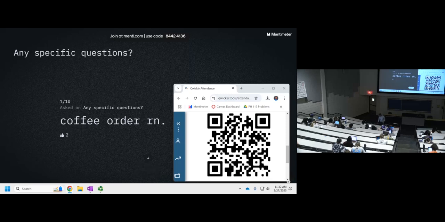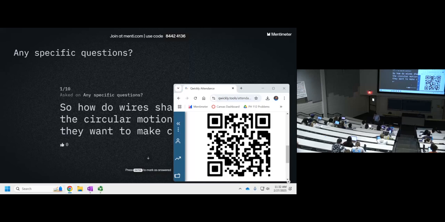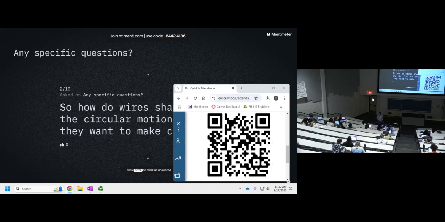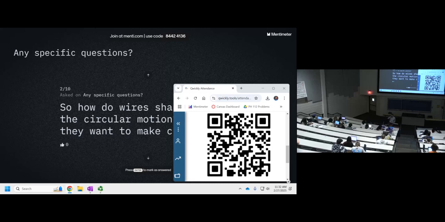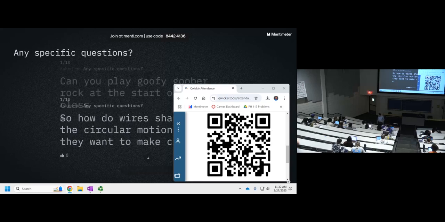So how do wires shape? Wouldn't they want to make circles? Okay. Yeah, so one of the conceptual problems we're going to talk about actually is exactly this. If you have wires that are bunched up, wires generate their own magnetic fields, and if you could run enough current through that wire, then yeah, the wire is going to end up wanting to repel itself, and so it's going to end up wanting to make a circular loop of wire if the wire is flexible.